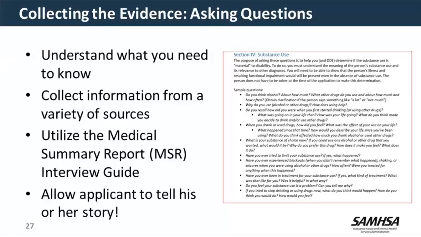Ways you can do this is to ask the right questions and collect information from a variety of sources. A robust compilation of evidence from both medical and non-medical sources will help to clearly illustrate the applicant's substance use and the extent to which that substance use impacts his or her life. You can use the medical summary report interview guide to do this. I've included a picture of the section on substance use from the MSR interview guide on the right side of this slide. You can use this to help guide your questioning and find some more information on the person's use history.